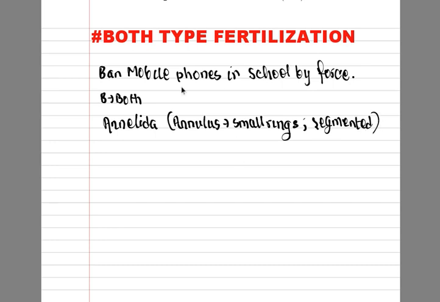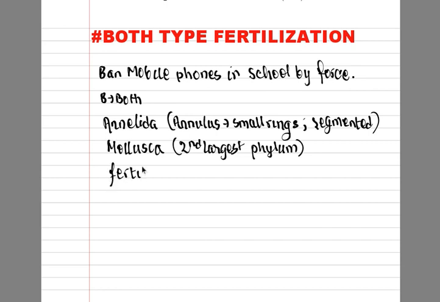Annelida, mobile for MO for mollusca. Mollusca has two L's, as you can see, so you can say it is the second largest phylum. First largest phylum is Arthropoda. We will take up that later. For now it is mollusca. And then in school by force. This has no significance, they are just to complete the sentence. By force, force means fertilization, as we have seen in external fertilization also.